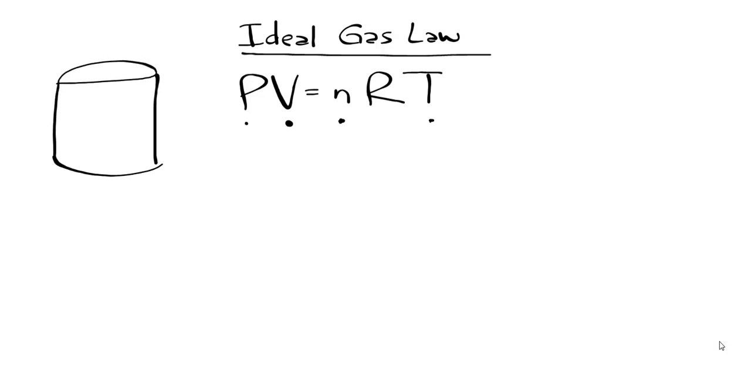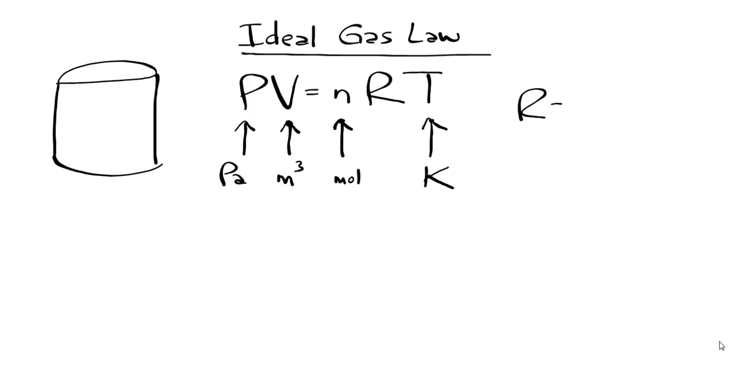I'm not going to spend a lot of time going over solving for any one of these variables in this equation. It's very simple, and you've probably already done it in the past. One thing I will say is that in physics, we're going to express our pressure in pascals, our volume in meters cubed, N is in moles, and the temperature in Kelvin. If you do that, the value of R is 8.31 joules per mole Kelvin.